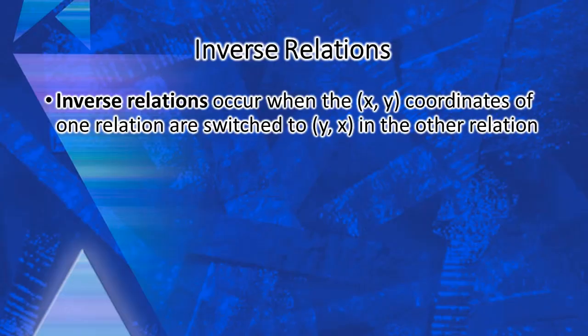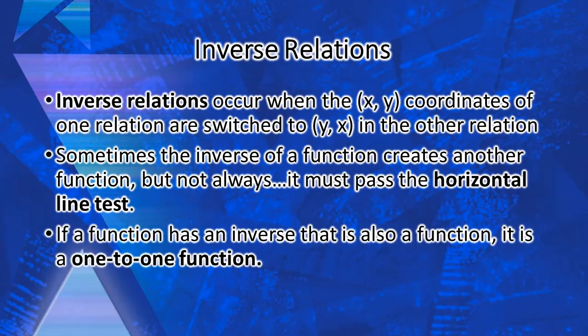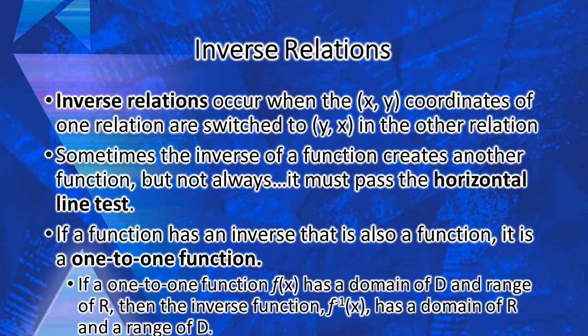All right, so today what we learned is that inverse relations occur when the x and y coordinates of one relation are switched with the y and x of the other relation. Sometimes the inverse of a function creates another function, but that's not always the case. If it is going to make another function, then it is going to pass the horizontal line test. If a function has an inverse that is also a function, we name that a one-to-one function. And if the one-to-one function has a domain of D and a range of R, then your inverse function is going to have a new domain of R and a range of D.